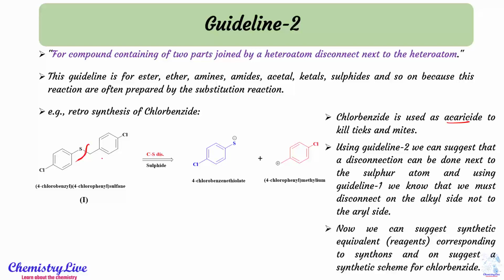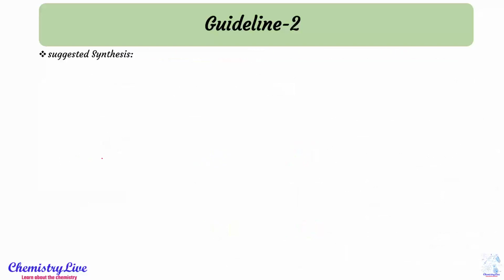So we know guideline 1 very well: we must disconnect the alkyl side, not the aryl side. What we discussed in guideline 1 is that we must disconnect the alkyl chain, not the aryl chain. Now we suggest synthetic equivalents corresponding to the synthons, and a synthetic scheme for chlorobenside. The synthetic equivalents are 4-chlorobenzenethiol and 1-chloro-4-(chloromethyl)benzene. That is the suggested synthesis.